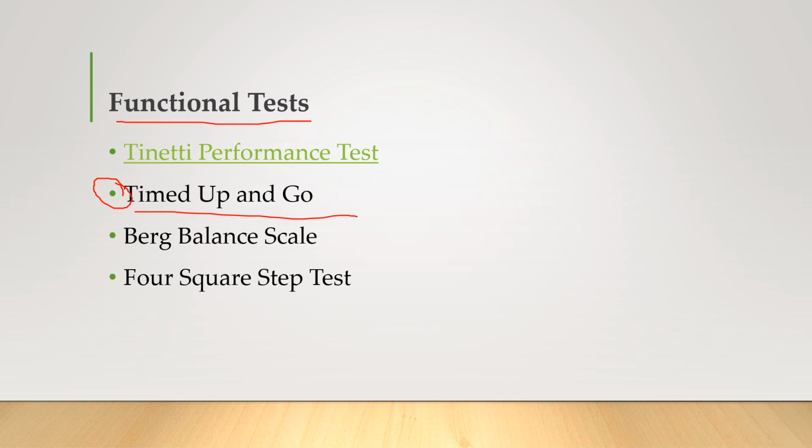We have the Berg balance scale. A perfect score on the Berg balance is a 56, and it incorporates lots of turning, those kind of things. Kind of similar to a Tinetti performance test, where you're doing multiple tests and getting a score based off those. And then we also have the 4 square step test, which is another time test.